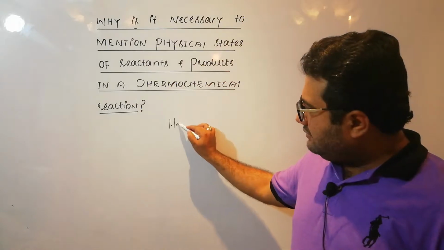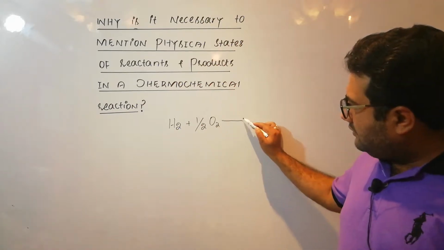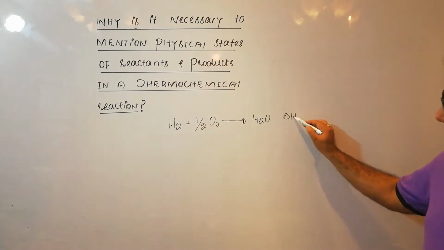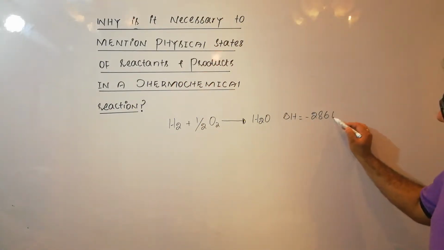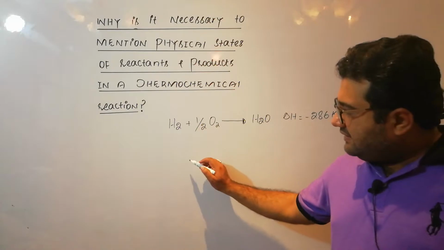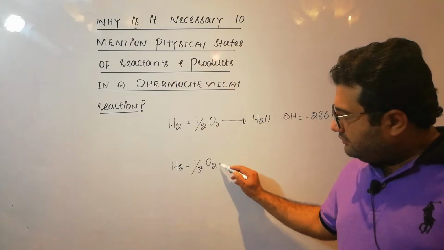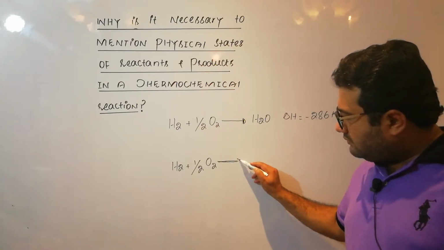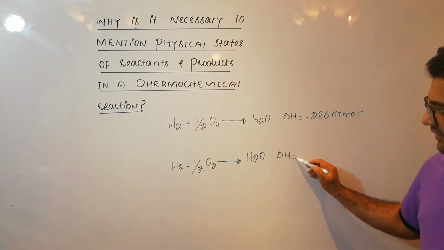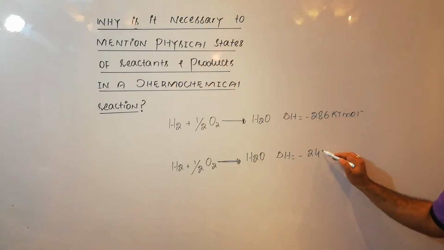Suppose that H2 plus half O2 react together to form 1 mole of water, and delta H is minus 286 kilojoule per mole. And again, secondly, I will write down H2 plus half O2. They react to form again H2O, and delta H in this case is 244 kilojoule.